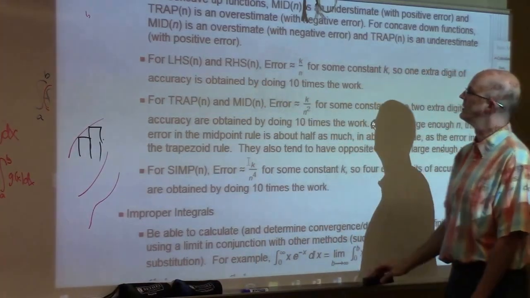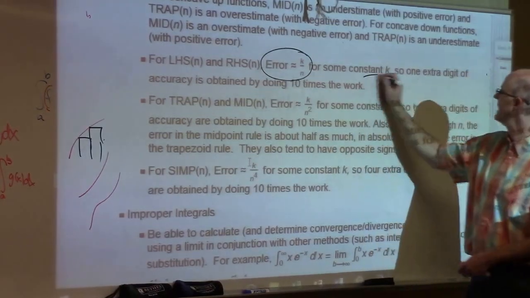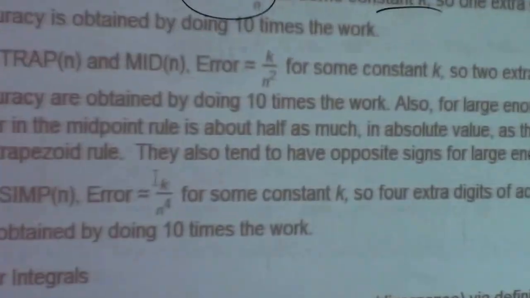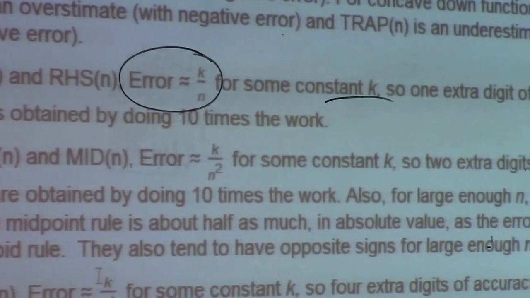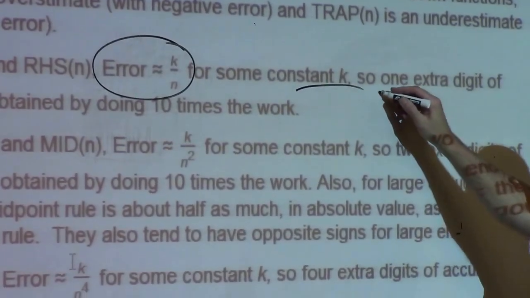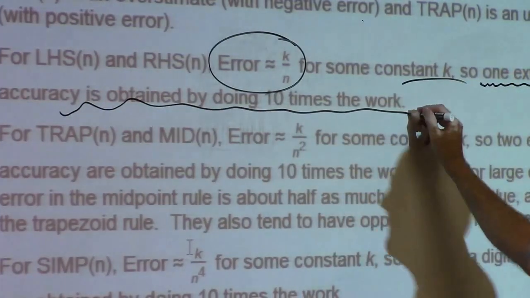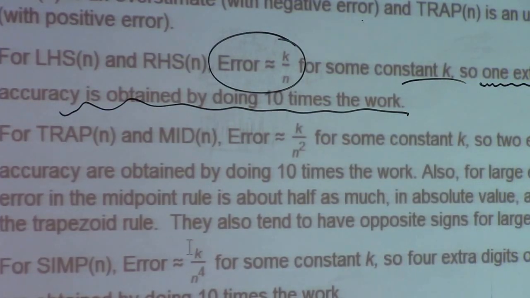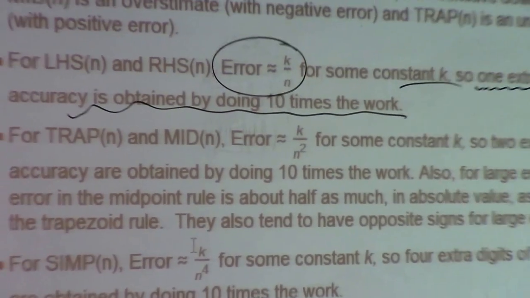For the left and the right hand rules, the error actually is approximately k over n for some constant k, at least when n is sufficiently large. That's something new. I didn't write that down before. What that means is something that I did write down before. One extra digit of accuracy is obtained by doing 10 times the work. If you increase n by a factor of 10, like from 2 to 20 or from 3 to 30, you get one more decimal place of accuracy. The error essentially gets divided by 10, approximately.